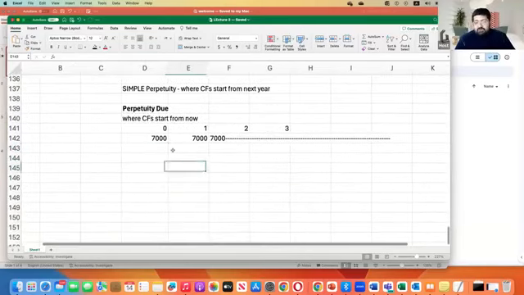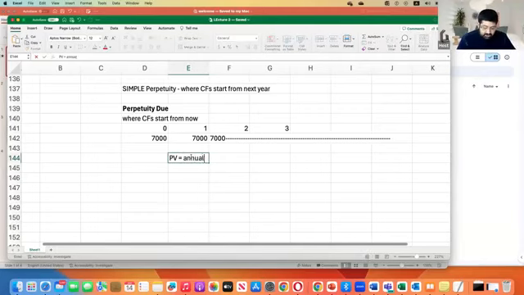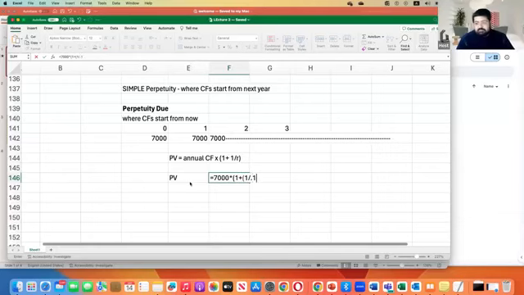So perpetuity due, in advance. Present value is equal to annual cash flow. For year 0, discount factor is 1, into 1 plus, just like that, annuity factor. 1 will be added for this, 1 over R for the remaining. So present value is equal to 7,000 into 1 plus 1 over R. Here you go.